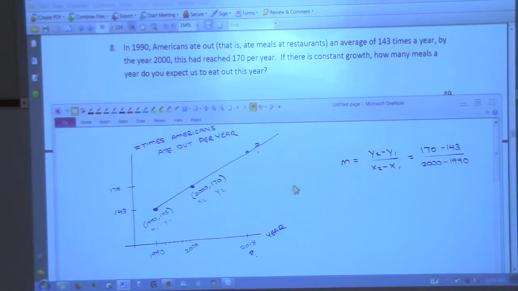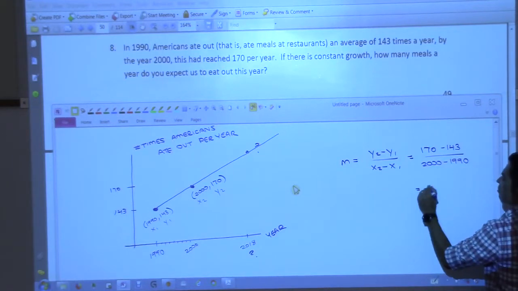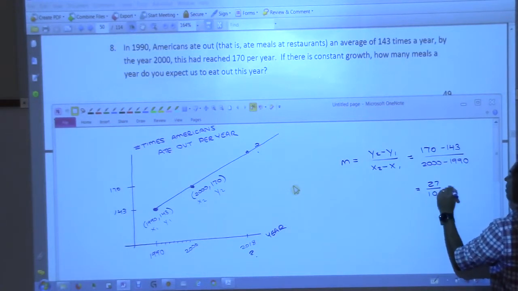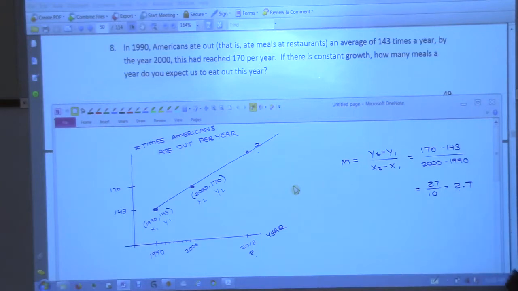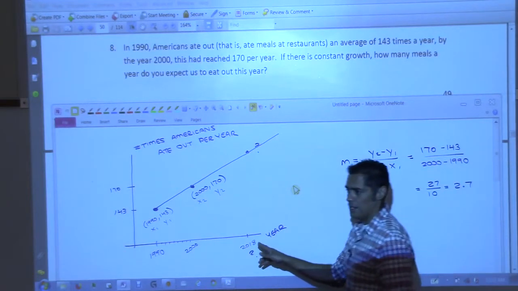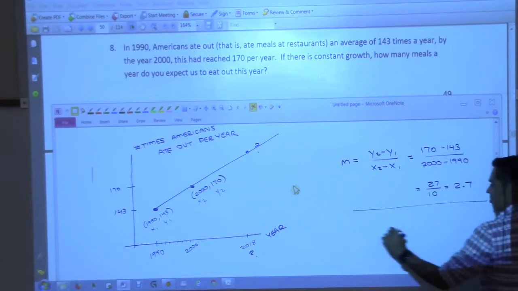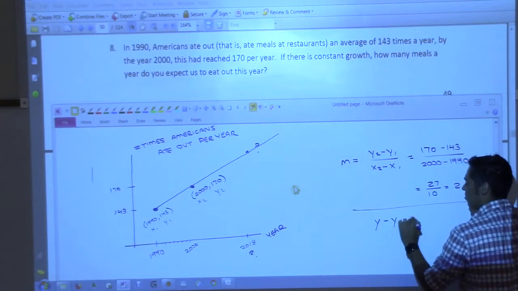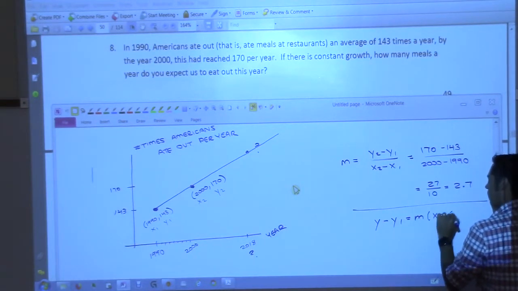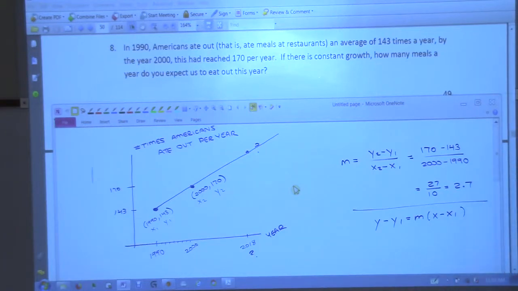So 27 over 10, which is 2.7. All right? So that's my slope. That's the slope of that line. That does not tell me what's happening in 2018, does it? But I can now use this formula. You did this as a quiz at the end of class last time, didn't you? Use that formula to get your actual equation of your line.